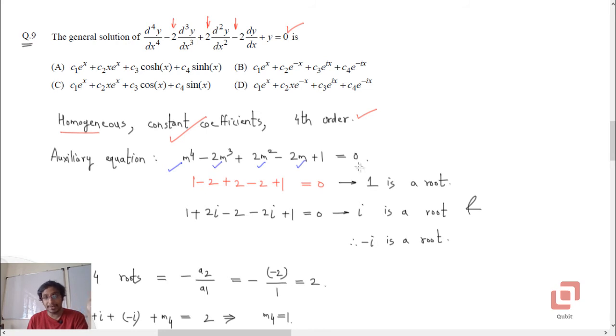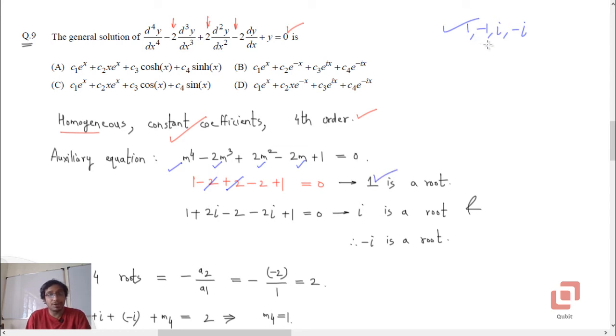See, now if you look at the options, all of them include 1, minus 1, i and minus i. I'm not saying these are present in each and every option, but nonetheless these are present in at least one of them, some of them. Fine. So first I checked with 1, whether 1 is a root of this one. It's simple, substitute m equal to 1, so 1 minus 2 plus 2 minus 2 plus 1. Minus 2 plus 2 will go, 1 plus 1 is 2, 2 minus 2 is 0, so 1 is a root.